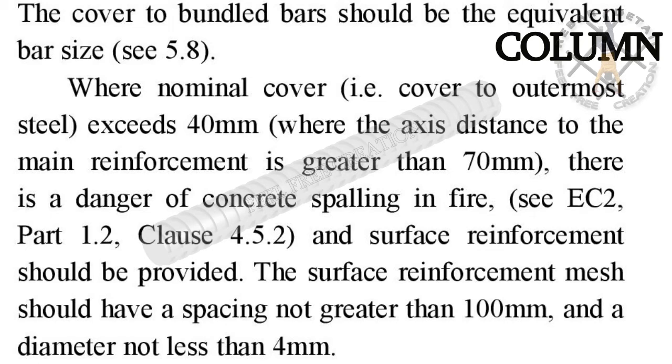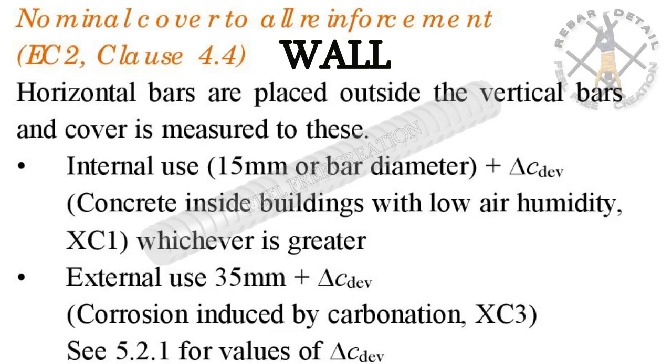Where nominal cover, i.e. cover to outermost steel, exceeds 40 mm, where the axis distance to the main reinforcement is greater than 70 mm, there is a danger of concrete spalling in fire, and surface reinforcement should be provided. The surface reinforcement mesh should have a spacing not greater than 100 mm, and a diameter not less than 4 mm.